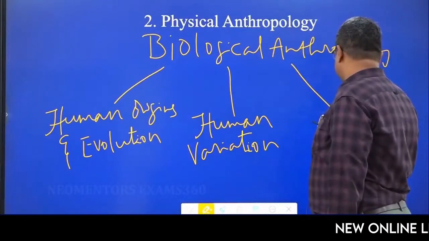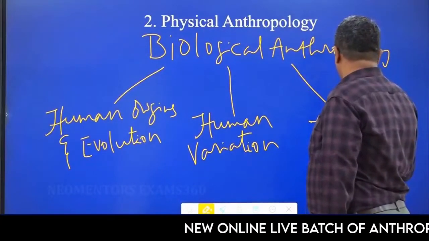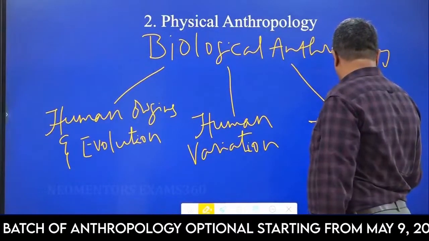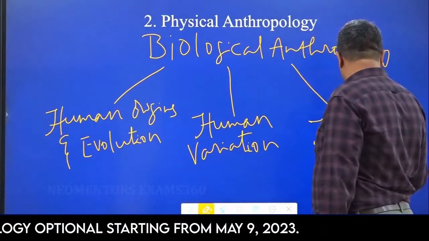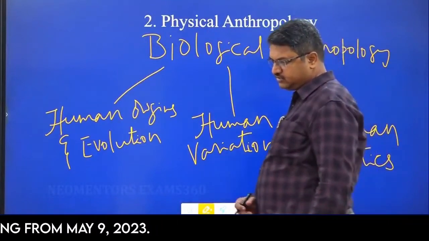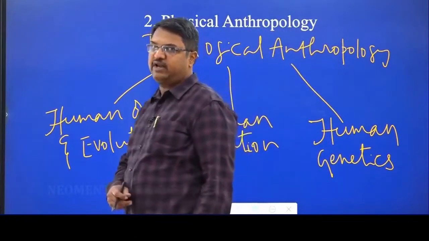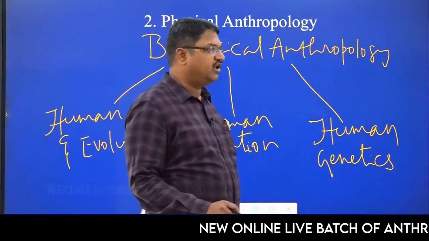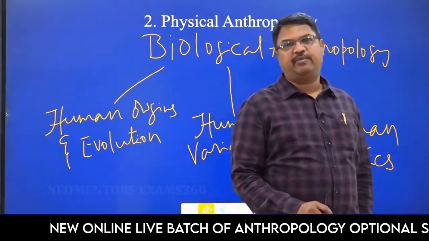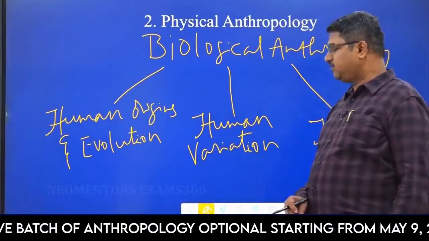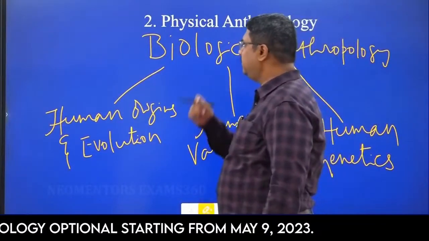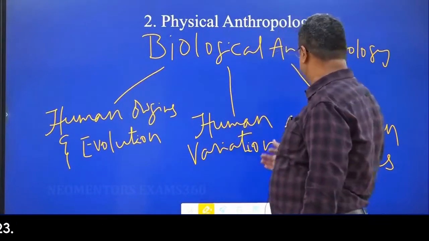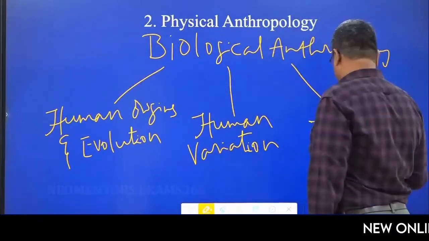Then there is the human genetics part that also starts with theories of genetics, for example the laws of genetics by Mendel, and we will end up with the applied parts. In chapter 12 we will be dealing with the applied part, and this entire physical or biological anthropology is dealt with in several chapters. I'll deal with these chapters in detail.